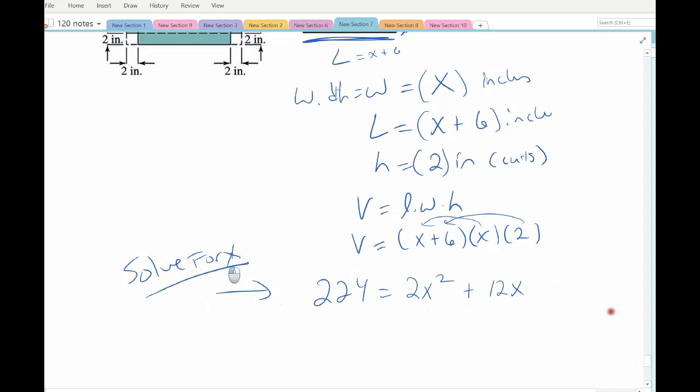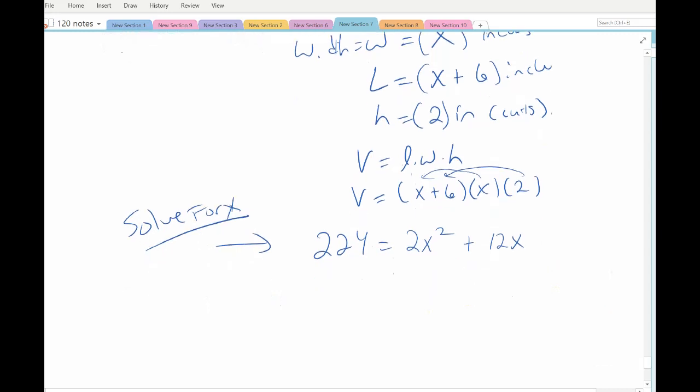I want to solve this for x. And so I'm going to solve it by, again, using one of my ways to solve it. First step is always to set it equal to 0. And so first step is to move that 224 to the other side. So 0 equals 2x squared plus 12x minus 224.